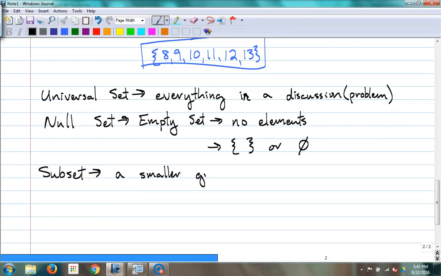A smaller group of elements from a larger set. Okay, so think about this classroom. You've got all you guys sitting in here. These two gentlemen at this table would be a subset of our full set of students. All right, so that's what subset is referring to. So when we talk about a subset, we're talking about pieces of the original larger set. It doesn't necessarily have to be the universal set, but it's just pieces of a larger set.